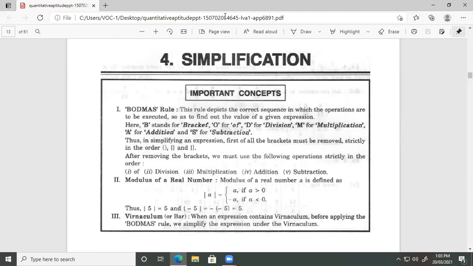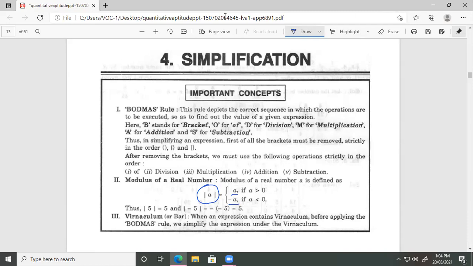Okay. Modulus of a real number. Modulus of a real number A is defined as follows. So this is the modulus of A. It may be a positive number or it may be a negative number. If A is greater than 0, then it is positive. If A is less than 0, then it will be with a negative sign. Thus, modulus of 5 will be 5, or modulus of minus 5 will also be 5.